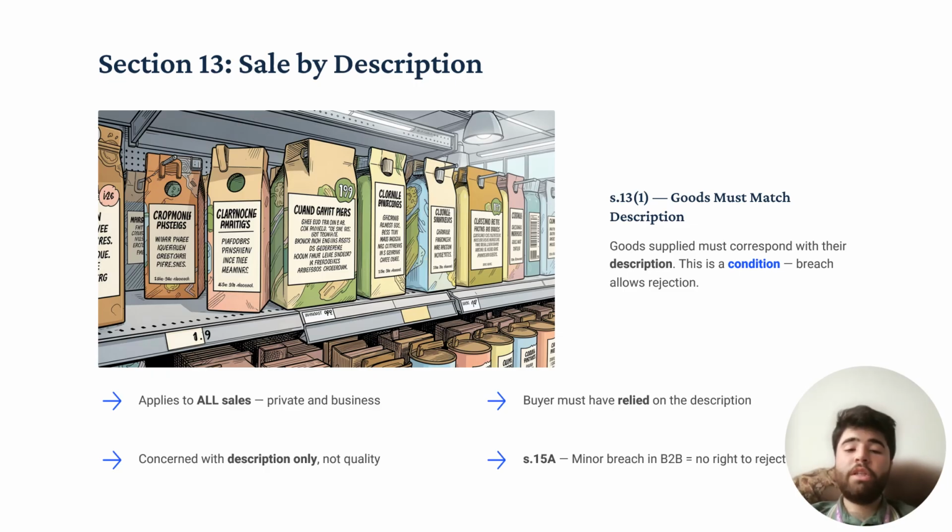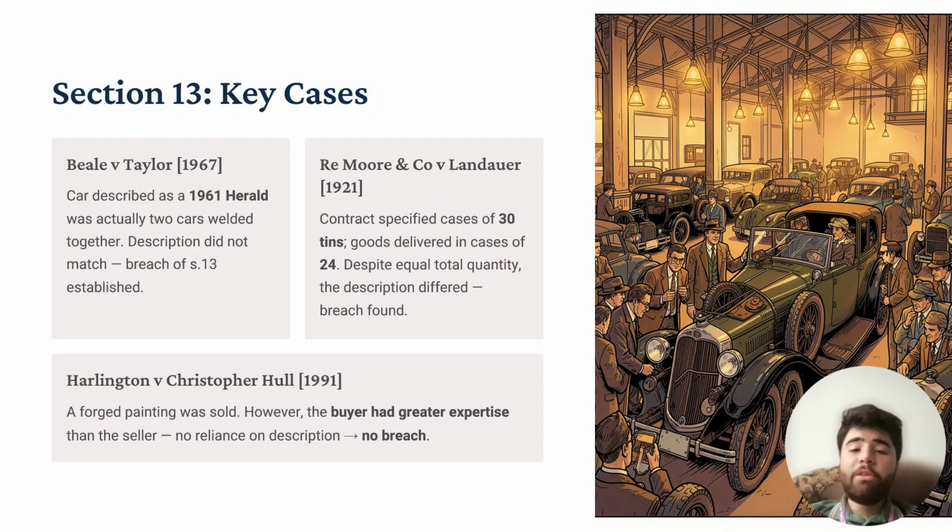Third, section 13 is only about description, not quality. Quality is covered separately under section 14. And finally, under section 15, a non-consumer buyer cannot reject goods if the breach of section 13 is so minor that it would be unreasonable to reject them. Let me go through the key cases for section 13.